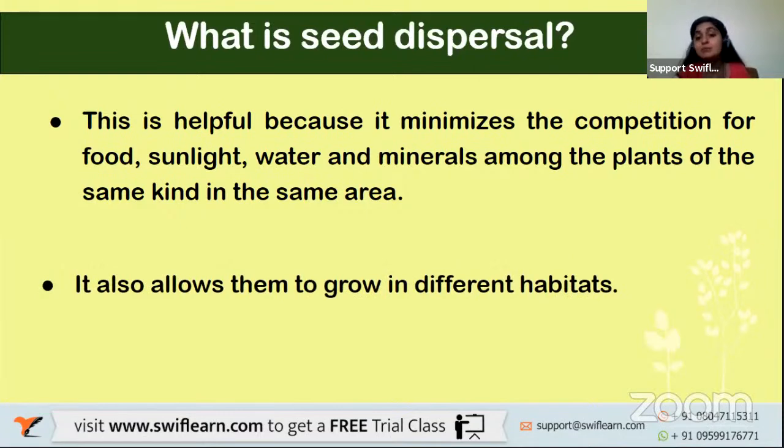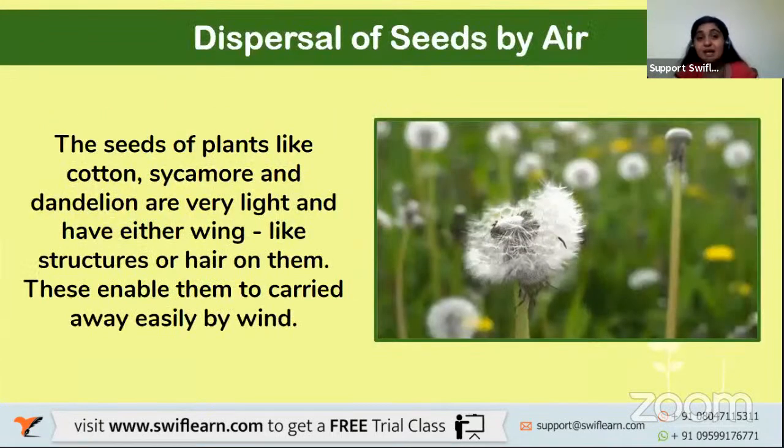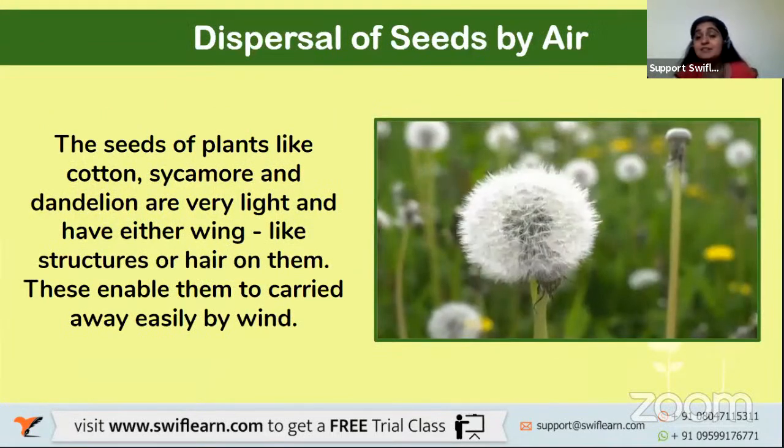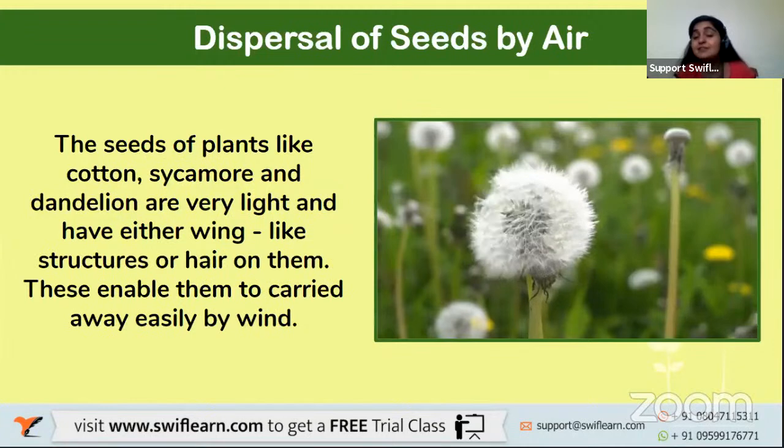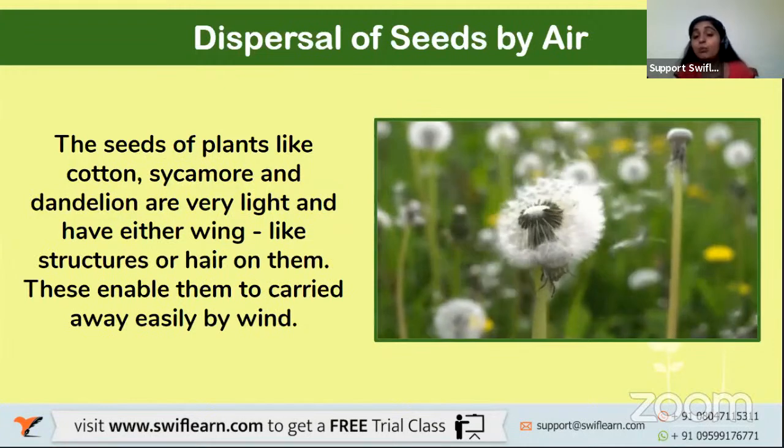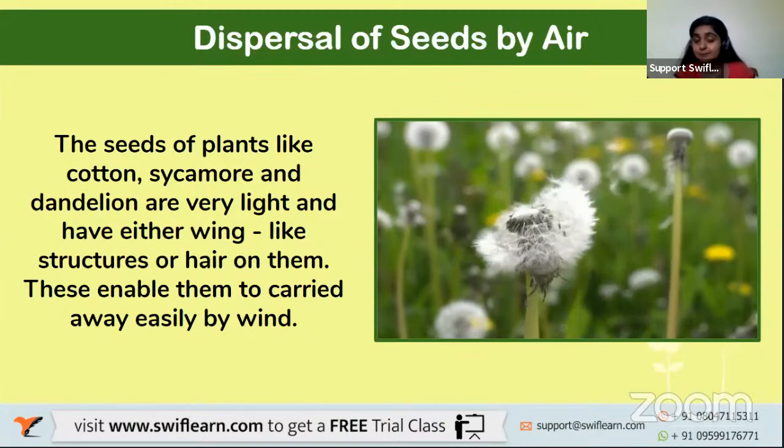Now it allows them to grow in different habitats as well. Maybe someday there was rain or heavy wind, so it picked up that seed from one place and maybe transferred it kilometers away, right? So the habitat automatically got changed. Now, the dispersal of seeds by air. What kind of seed does the wind take away with it?